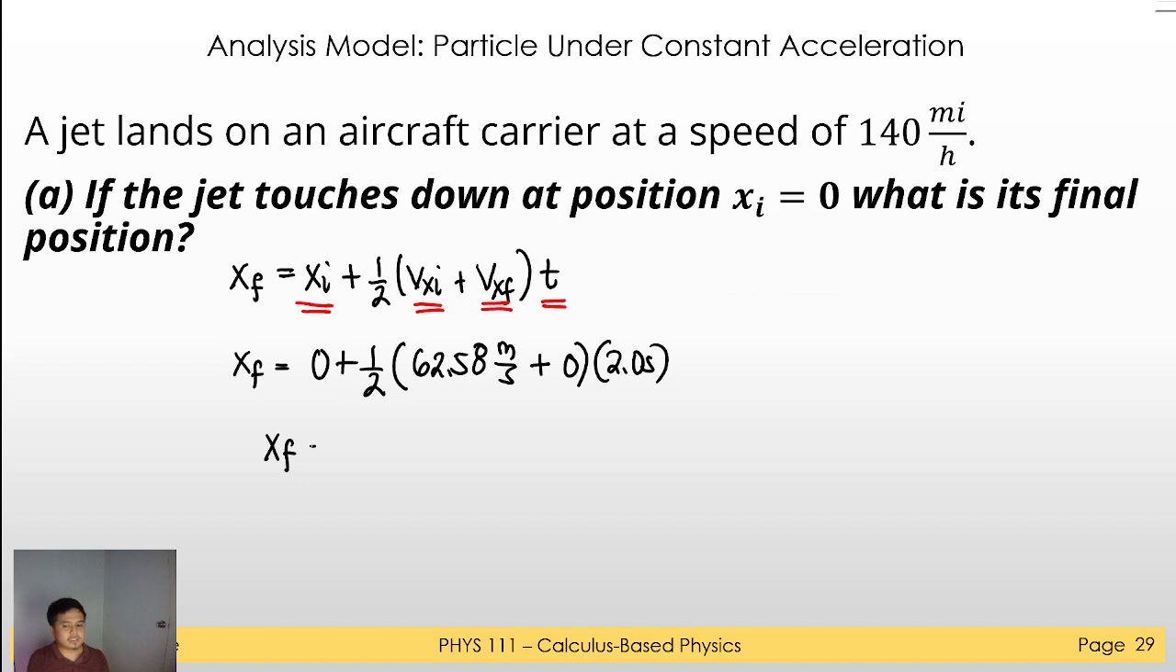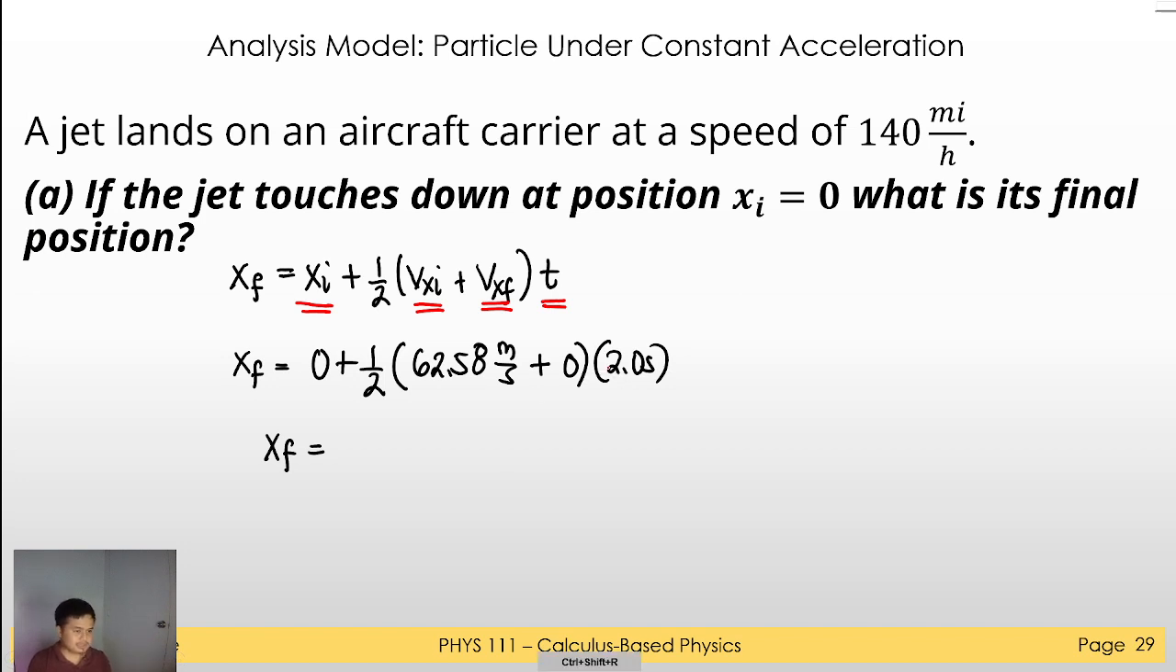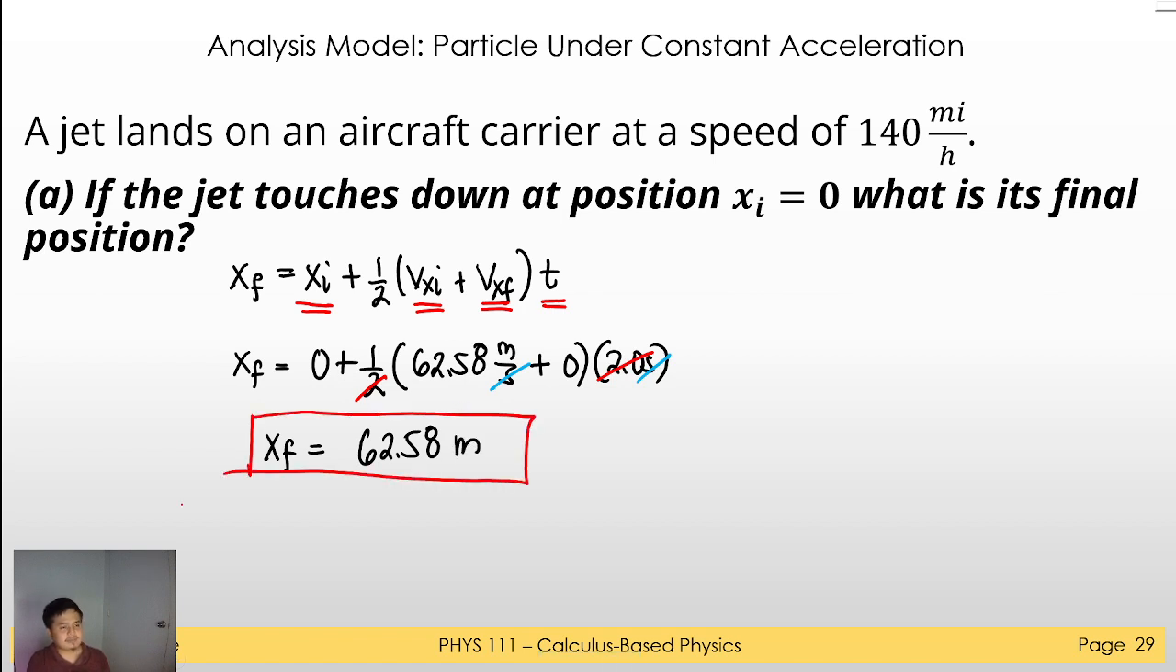So the final position will be equal to, let's multiply this by 2. This will just cancel out pala, no? So the answer for the final position is 62.58. What is the unit? Cancel these seconds, we have meters.